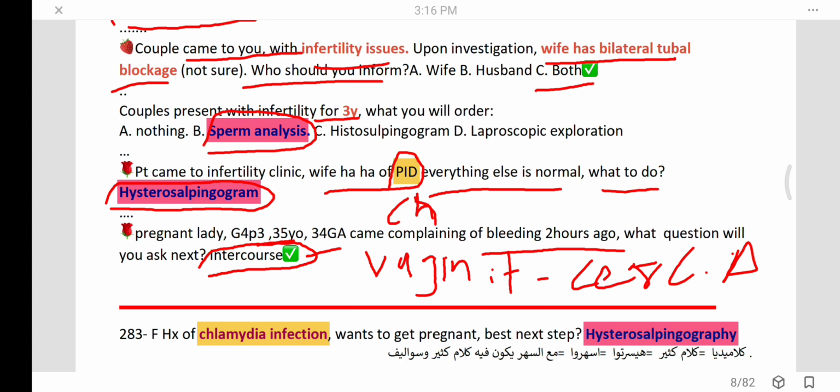So the question is a history of chlamydia infection, wants to get pregnant. Again, you will do hysterosalpingogram.